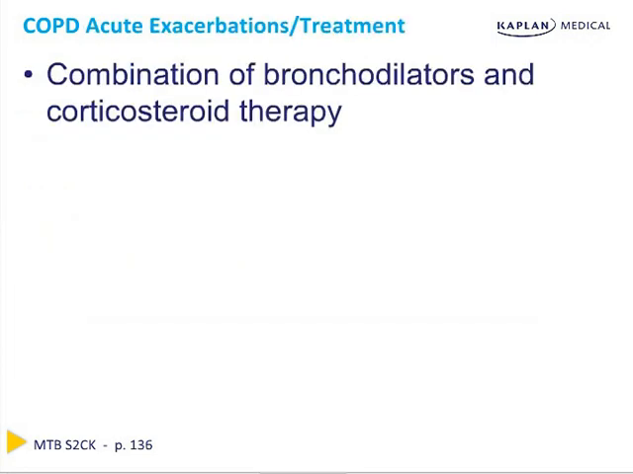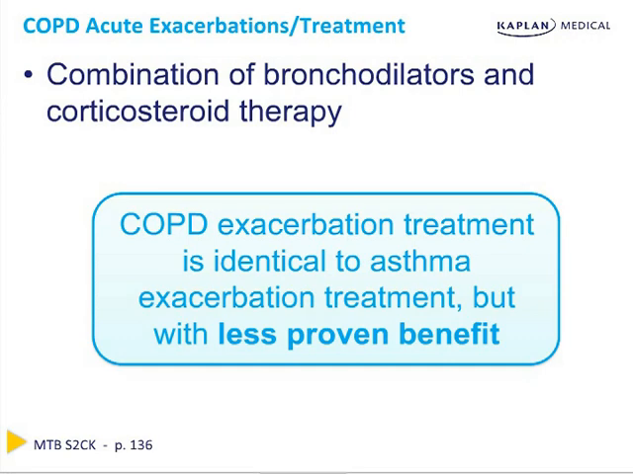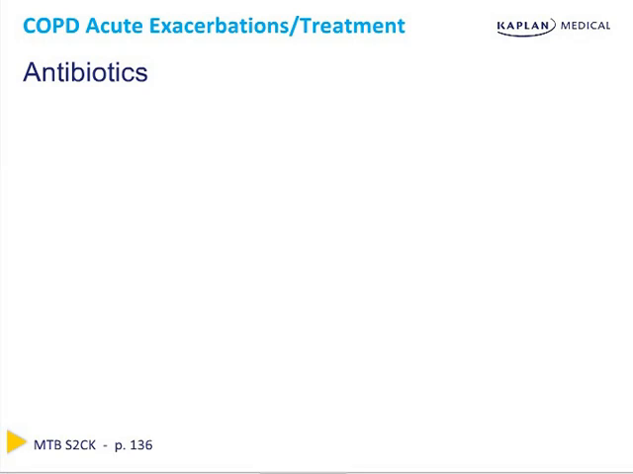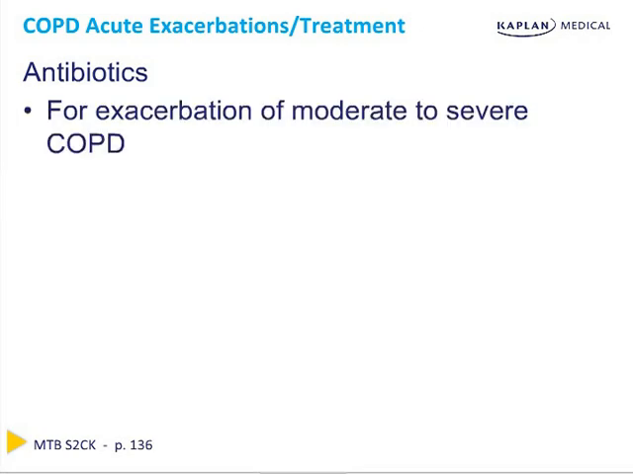In terms of an acute exacerbation of COPD, the treatment is actually quite similar to an acute exacerbation of asthma. You're going to be using a combination of bronchodilators, often in the nebulized form, and systemic corticosteroid therapy. In the setting of an acute flare, the treatment is identical to asthma. However, there is less proven benefit. One difference is that antibiotics are often considered in the setting of a COPD flare, while these are rarely used in the setting of an asthma flare.